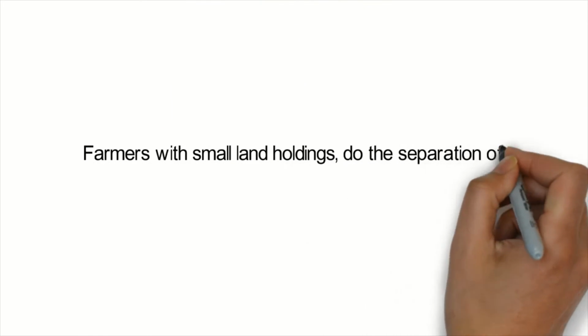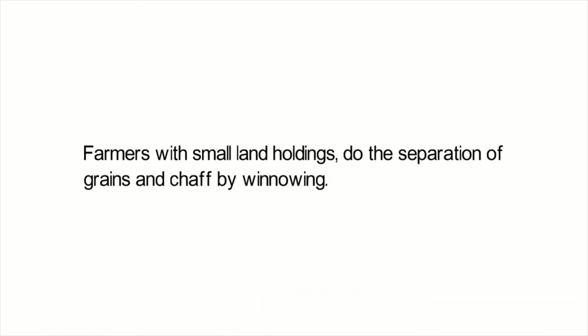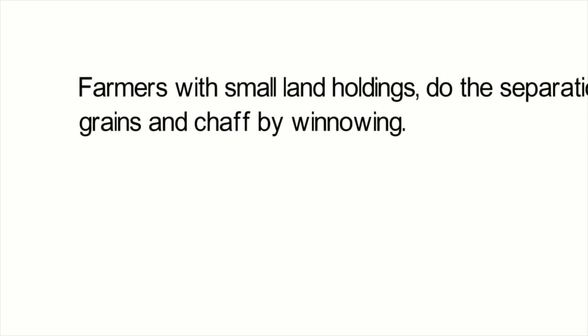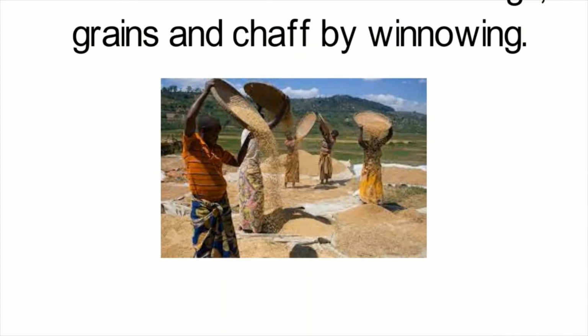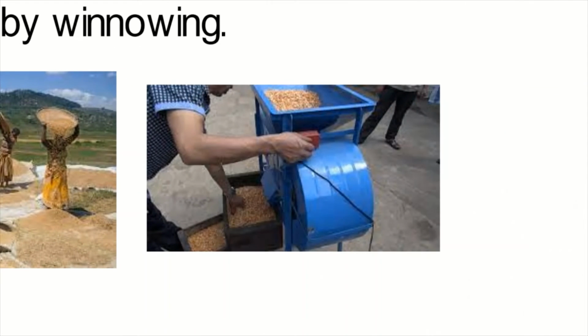Farmers with small land holdings do the separation of grains and chaff by winnowing. Students, you must be able to identify this. This is the process of winnowing in which air blows and removes the lighter chaff particles. Now here also the winnowing can be done with a winnower machine.